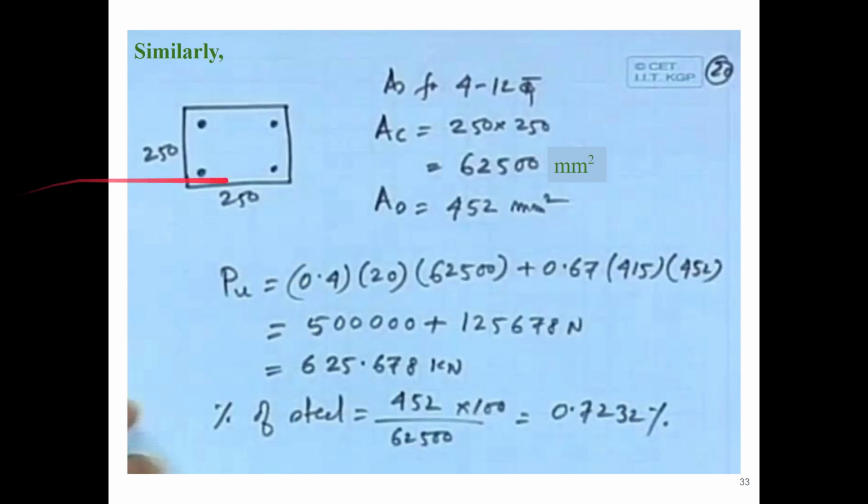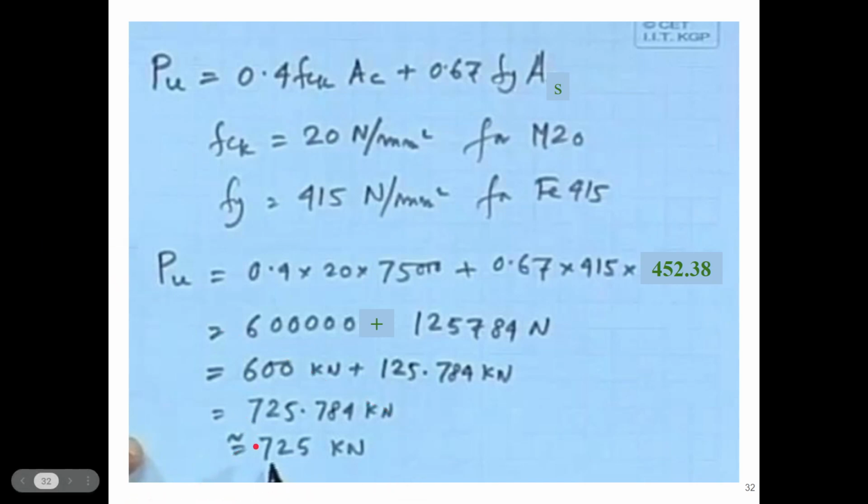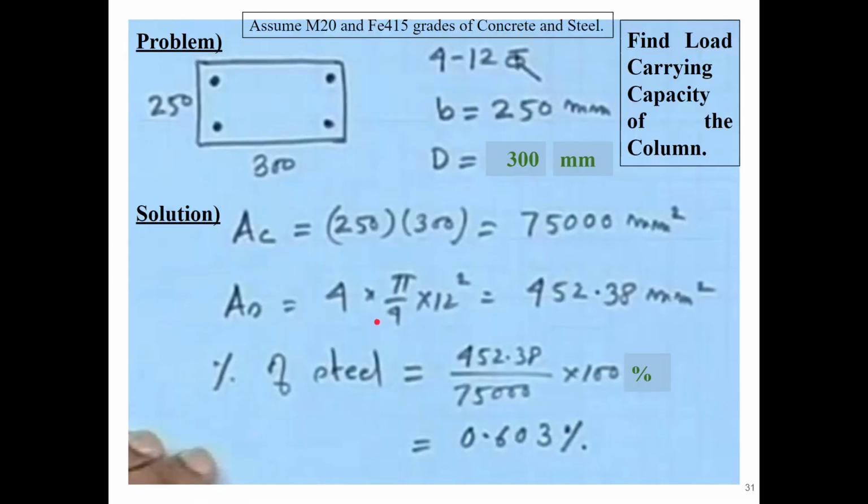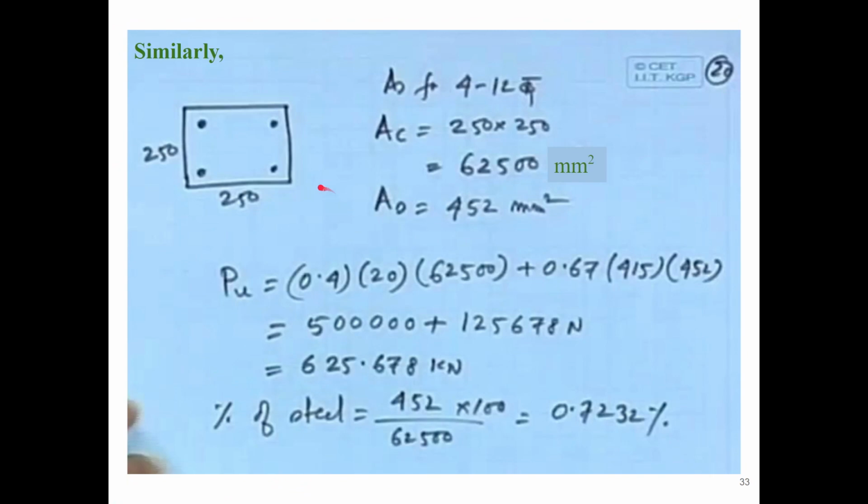Similarly, if we take the section as 250 by 250, the area of steel will be the same, the 4 bars of 12 mm, so Asc will be 452 square millimeter, Ac will be 62,500 square millimeter. The Pu value in this case will be 625.678 kilonewton. If you see, here it was 725 when we took 250 by 300, and here it is 625, so there is an abrupt change when you reduce the section.